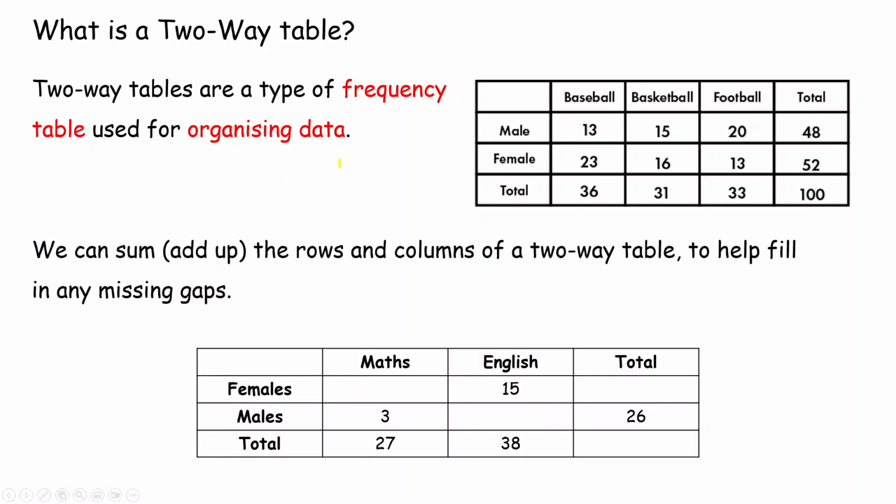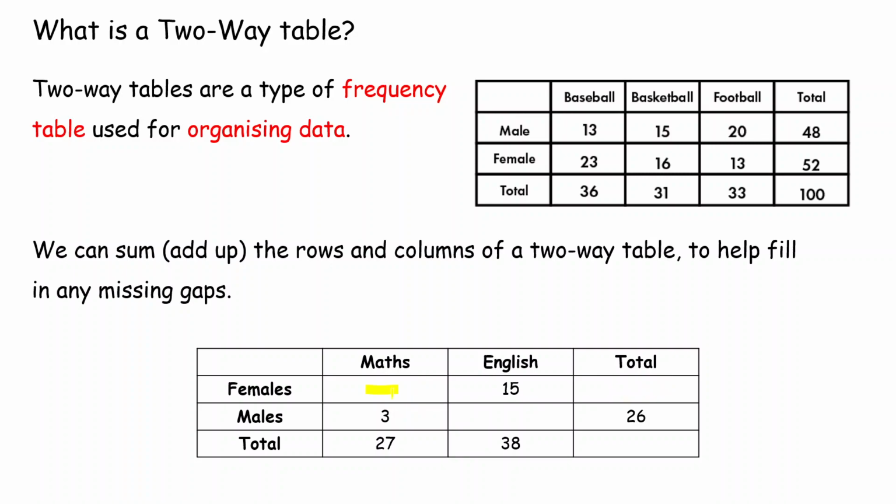And if you're given a two-way table with missing gaps, as you can see here, you can fill in these gaps by knowing that you can add up the rows and the columns of a two-way table to help fill in the missing gaps. So here, if you wanted to find this one from this one, you couldn't do it because you need at least 2 bits of information either in a row or a column.